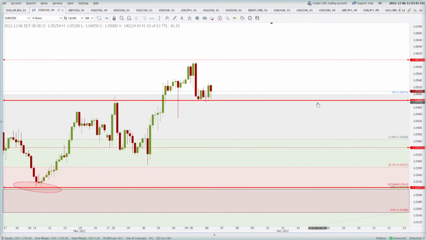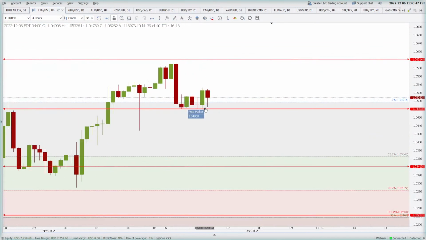Well, if you're looking for a buying opportunity, okay, actually this was a bullish engulfing already. So as soon as you see the price trying to come close to 1.0480, you should be looking for a buying opportunity with the stop loss below this low. Okay.